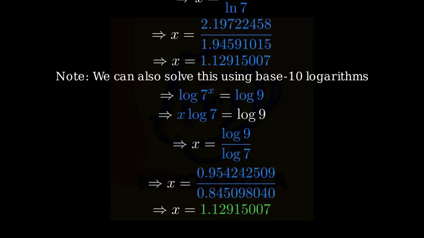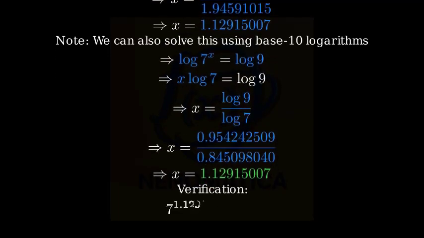Therefore, the solution to our exponential equation, 7 raised to the power of x equals 9, is x equals 1.129150007. We can verify this result by plugging it back into the original equation to check that 7 raised to the power of 1.12915 is approximately equal to 9.